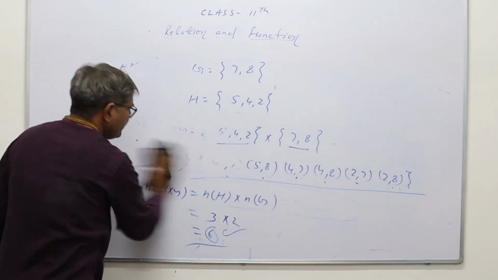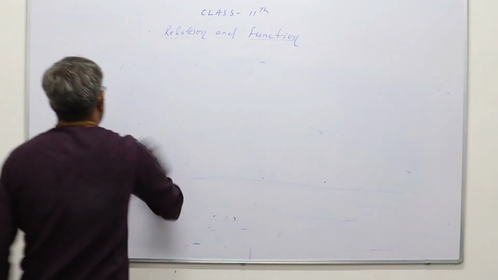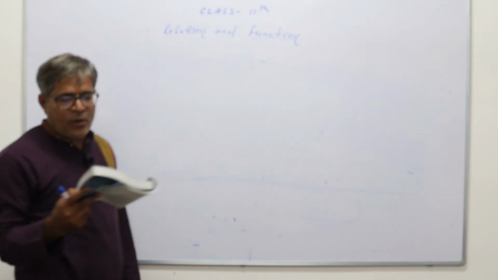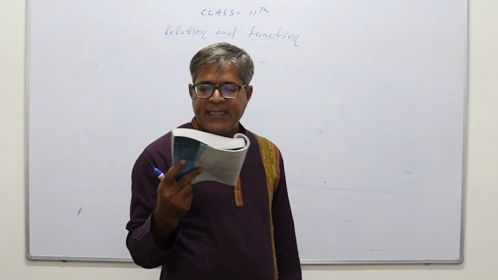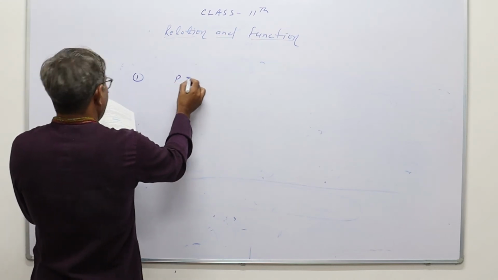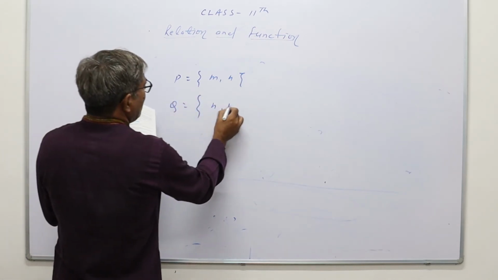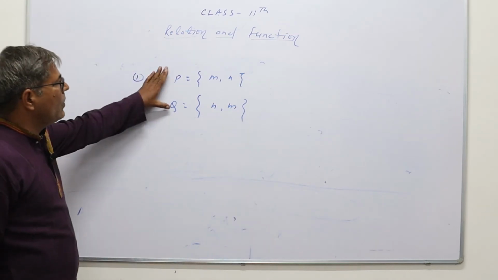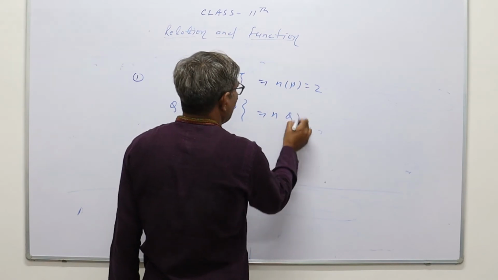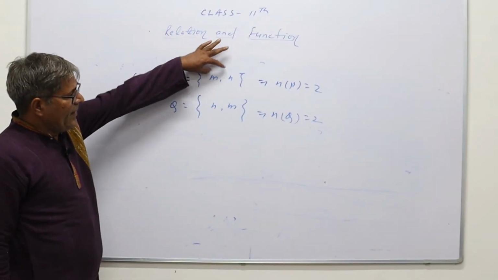Now question number 4. Hope the things are clear. Then question number 4: state whether each of the following statements is true or false. If the statement is false, rewrite the given statement correctly. What we have been given? First, set P is given having elements m, n and set Q having elements n, m. So in the given sets P and Q, the number of elements is the same. n(P) is equal to 2 and n(Q) is also 2. So in both sets P and Q, the number of elements is 2, 2 and the elements are also the same.